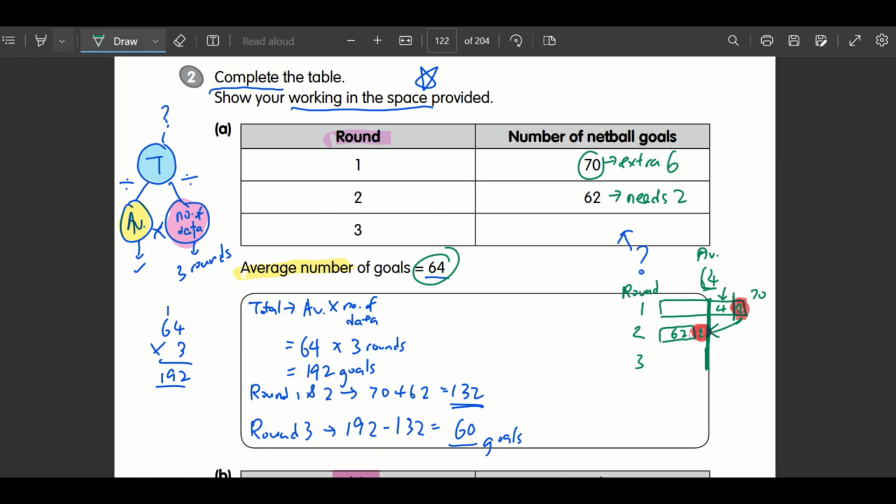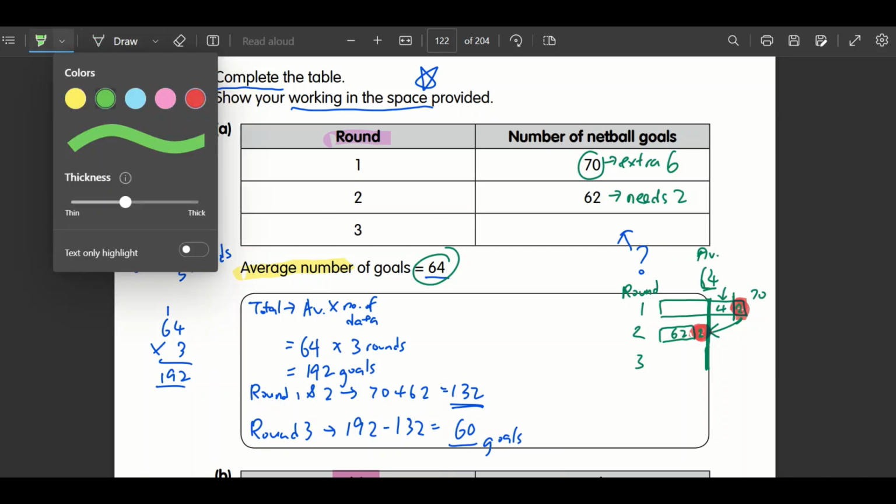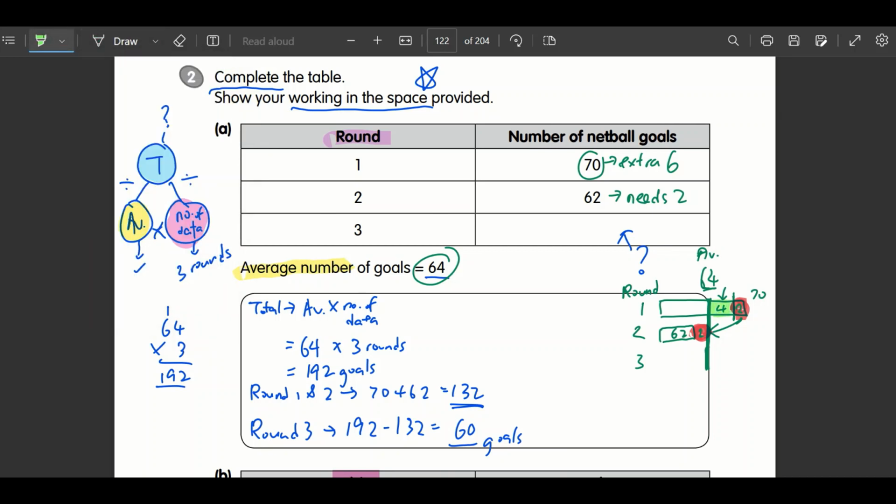Okay, so I'm marking it out in green. So say if I give this extra to round 3, he's going to be even at 64 too. In other words, he took 4 from round 1. Can you see that? So that makes here over here 4.